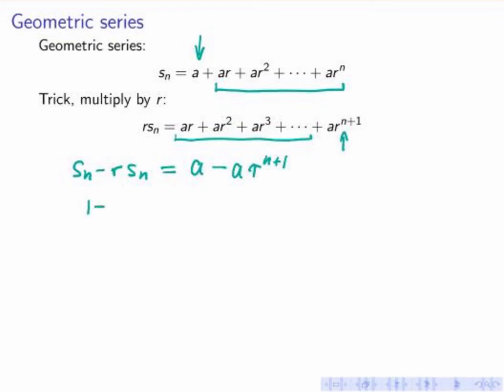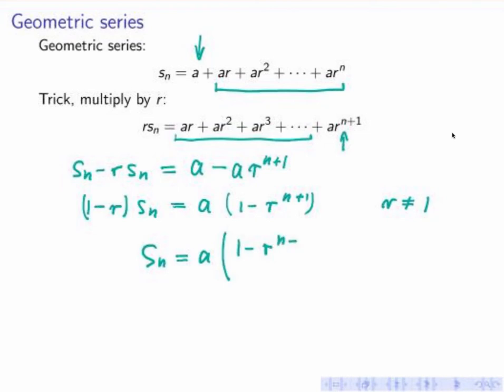So then I factor out 1 minus r on the left, Sn, equals, and here I factor out the A, 1 minus r to the n plus 1. And now I assume that r is not equal to 1. Then we can divide by 1 minus r. And Sn is then A times 1 minus r to the n plus 1, divided by 1 minus r. So we do get an explicit formula for the geometric series Sn. This actually is an important formula, and at some point you need to remember it.